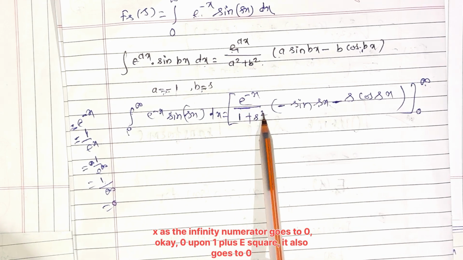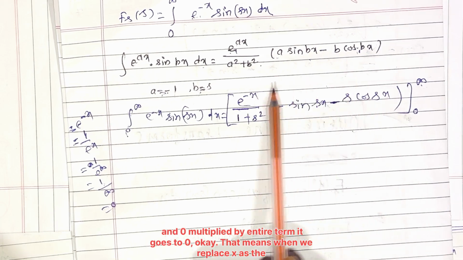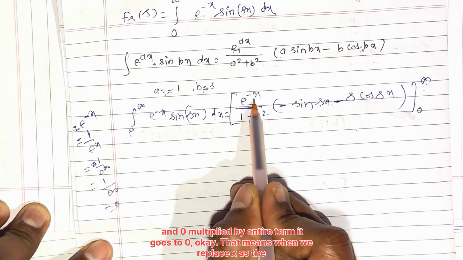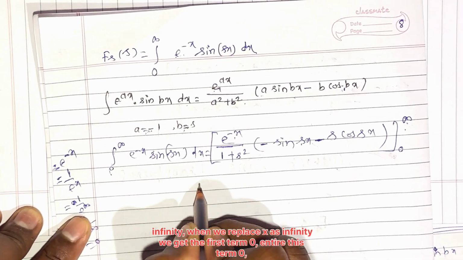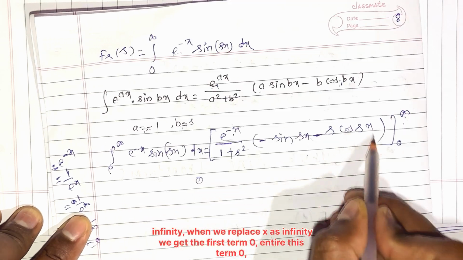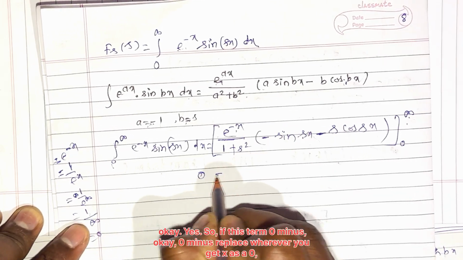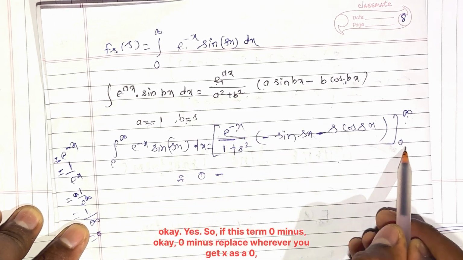Okay, 0 upon 1 plus s square also goes to 0, and 0 multiplied by the entire term goes to 0. That means when we replace x as infinity, we get the first term 0, the entire term 0. Yes, so this term 0 minus, replace wherever you get x as 0.